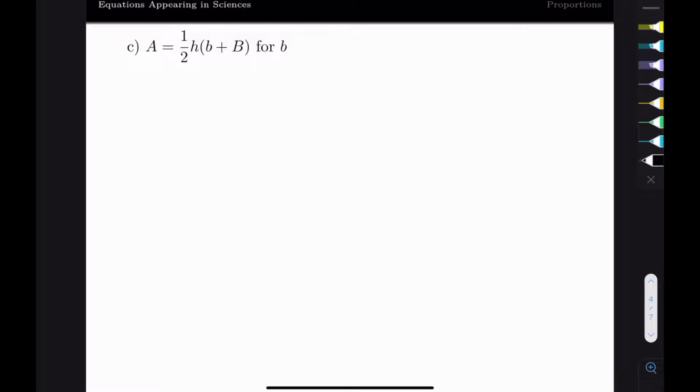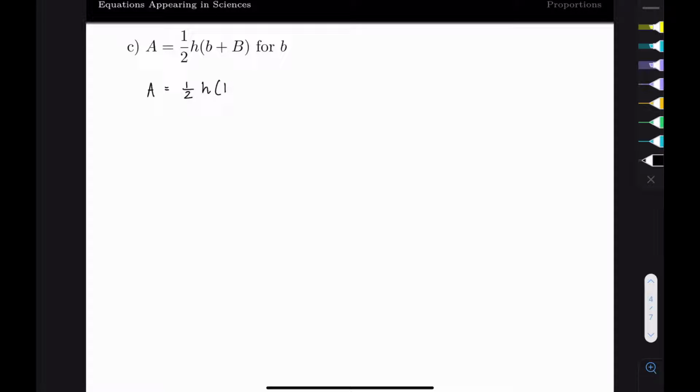And so let's try one more. This one is actually the area of a trapezoid. We have the area is equal to 1/2 times the height times the sum of these two bases. And we want to solve this equation for little b. Okay. And again, I got a couple ways that I can do this one. It might look slightly different at the end. I'll show you what you can do. Two ways at least.